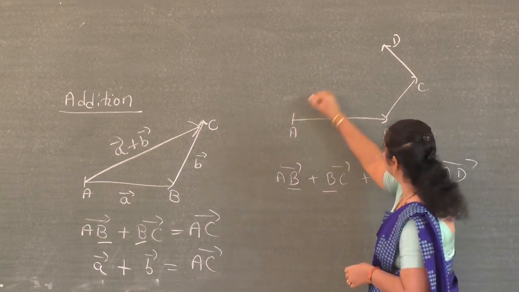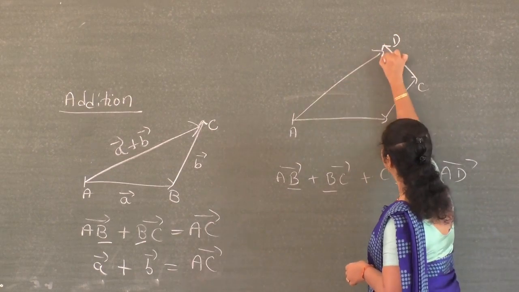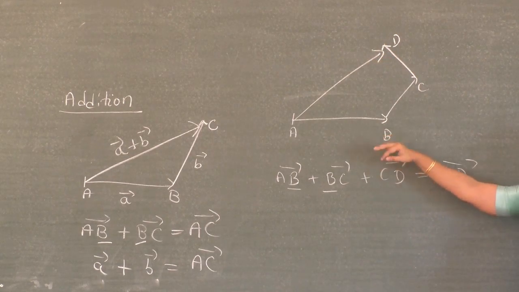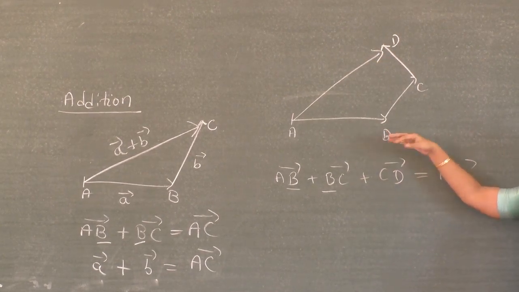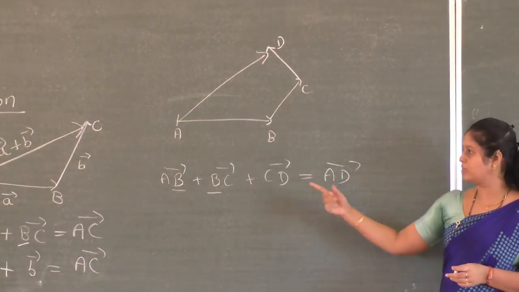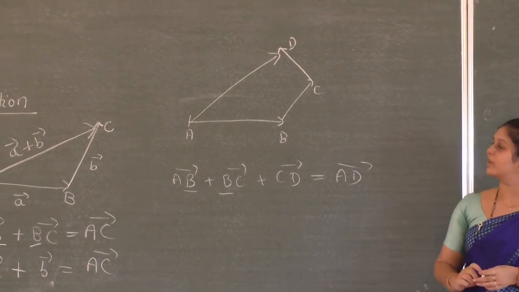Therefore the direction is A to D, vector AD. So this way we can add more than two vectors, or more than three vectors. In this way we can add. So this is called the triangle of vector addition.